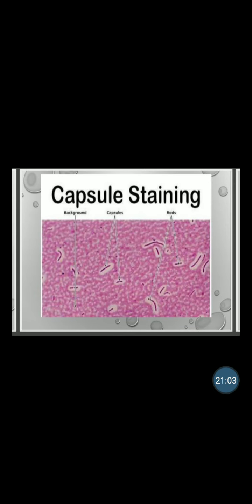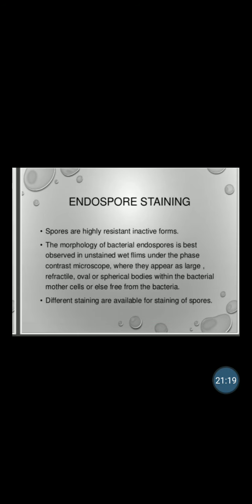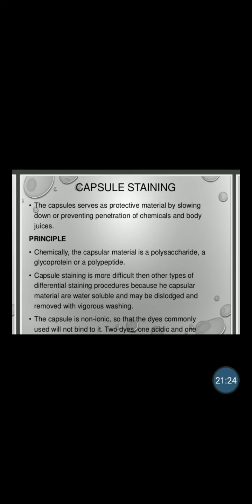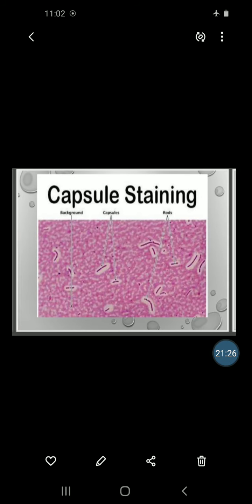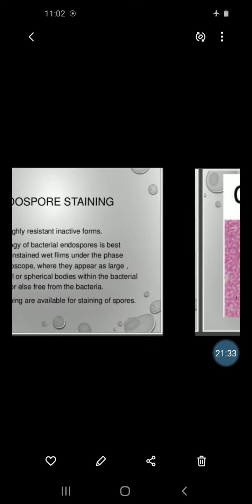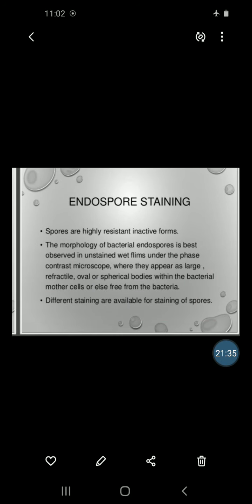Here we can see the capsule staining. This is the background, then the capsule, and these are the rods. Here we can see the clear image. Yes, this is all about capsule staining. Then we will see the endospore staining.